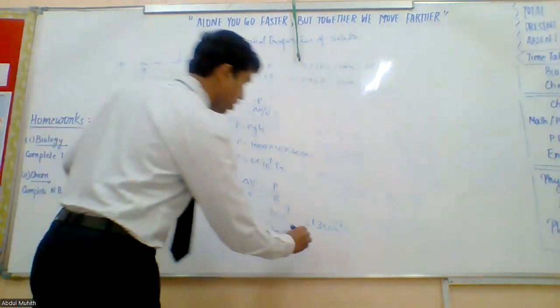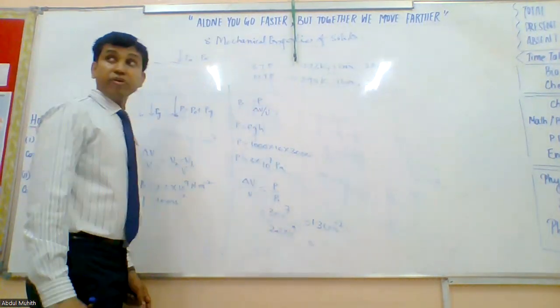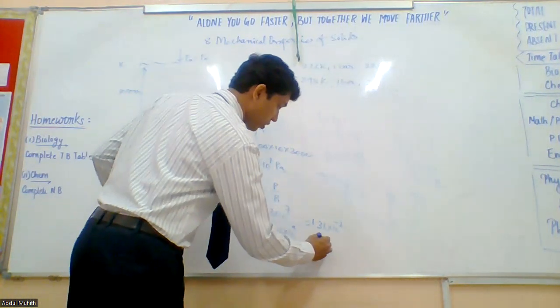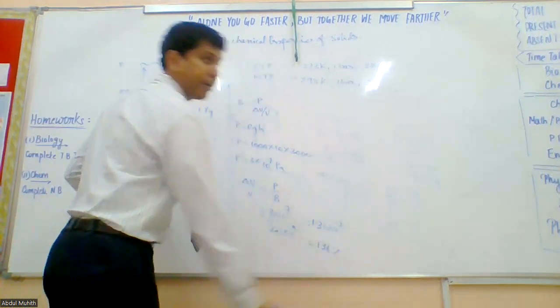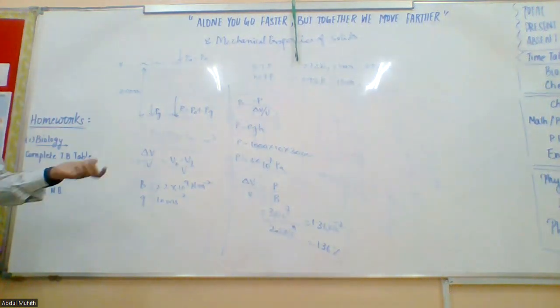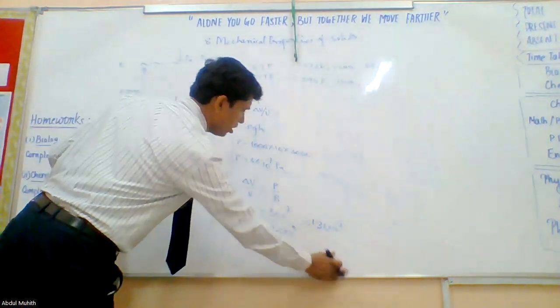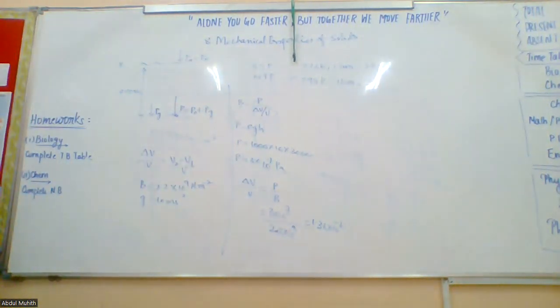That is the fractional change. If you multiply with 100, then you get the percentage, so 1.36 percent. But the 100 is not required, he's only asking for the ratio. Is that clear?